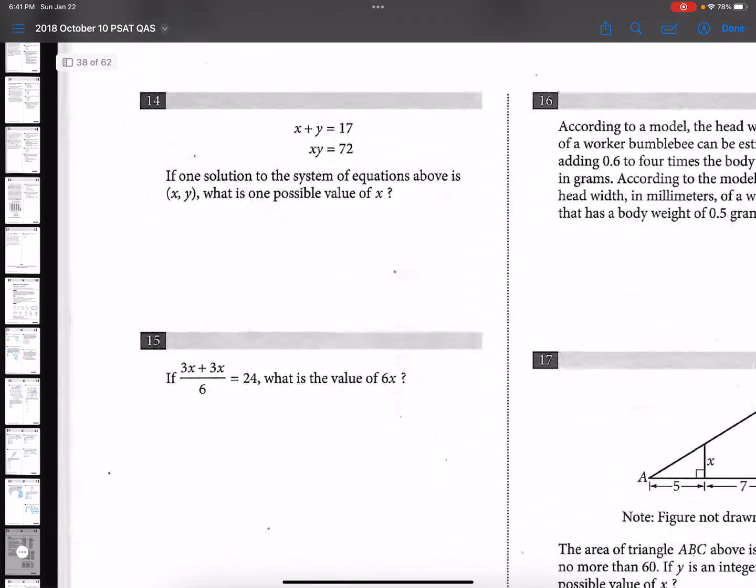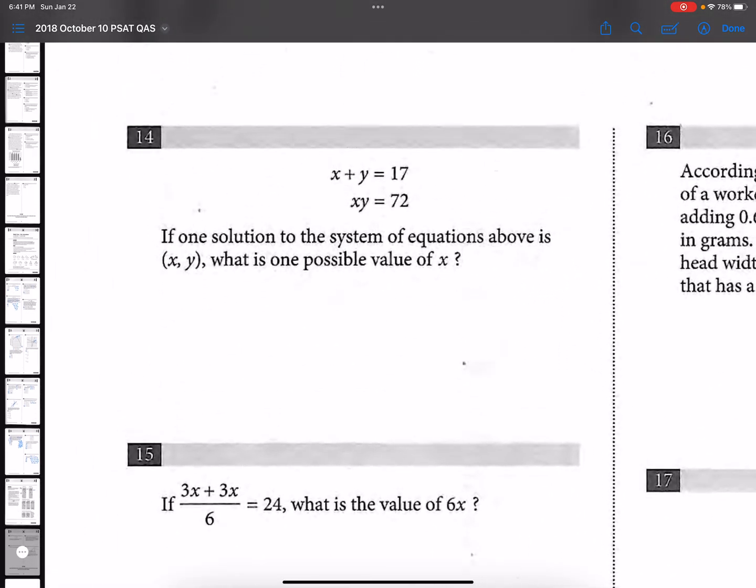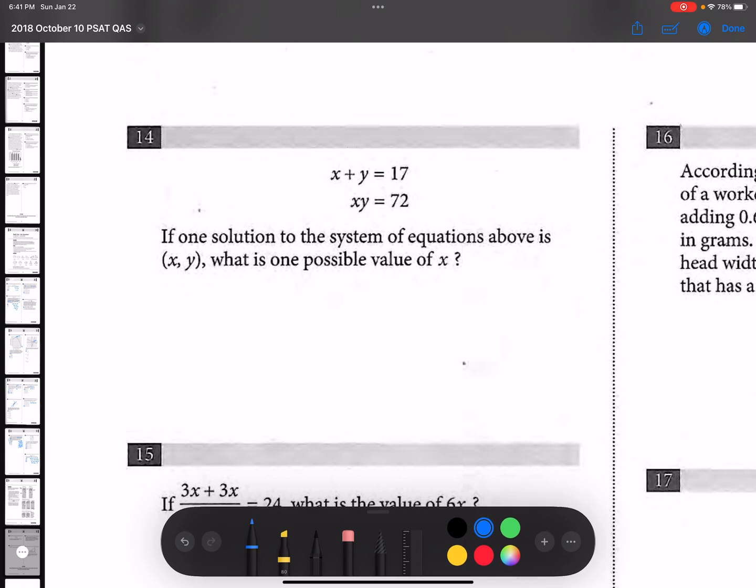Okay, number 14. If one solution to the system equation above is x, y, what is one possible value of x? So we can find two numbers that add to 17, that's 72. So if we take factors 12 and 5, 12 times 5 is 16. Nope. We can take 8 and 9, and 8 times 9 is also equal to 72. 8 plus 9 is 17. So 8 and 9 work. So x can be either 8 or x can be equal to 9. It can be one of those. Both of them are correct. So that's our answer.